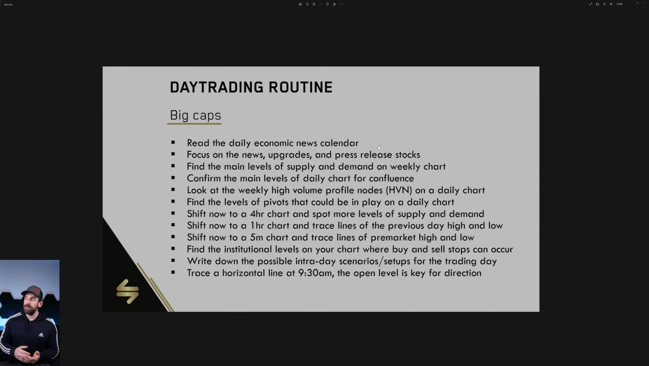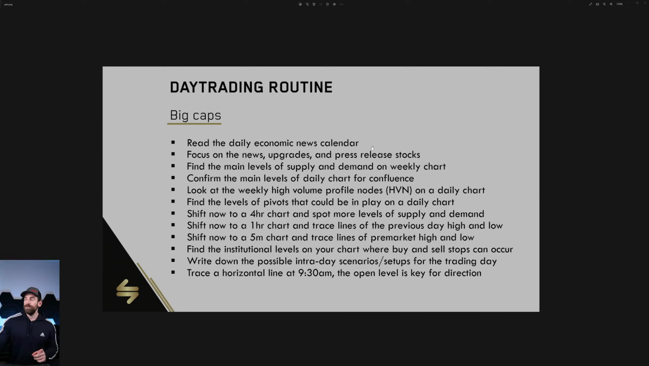Find the level of pivots that could be in play on a day. So I use very simple pivot points. I studied all the types of pivots, Camarilla, you can put the Woodies, you can put the SV, all the different types of pivots. I just want something basic. If you look at Tesla today, you could see how those pivots were very, very important.